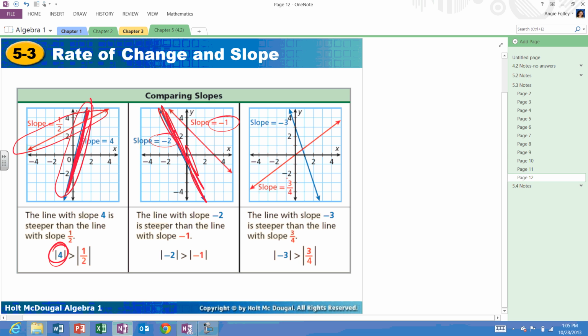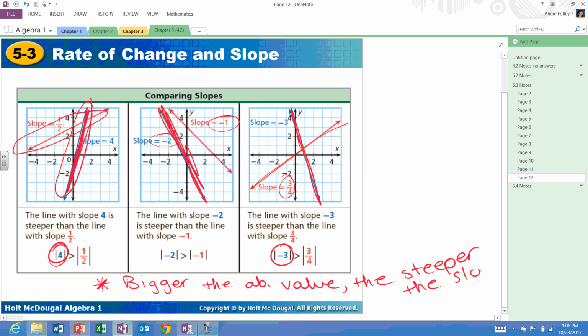And so because the absolute value of -2 is greater than that of -1, the -2 line is steeper. And then on this last one, the red line has a slope of 3/4, the blue line has a slope of -3. But because we look at the absolute value, the blue line, even though it's -3, the absolute value is 3, it's actually a steeper line. So again, the bigger the absolute value, the steeper the line, or the steeper the slope.